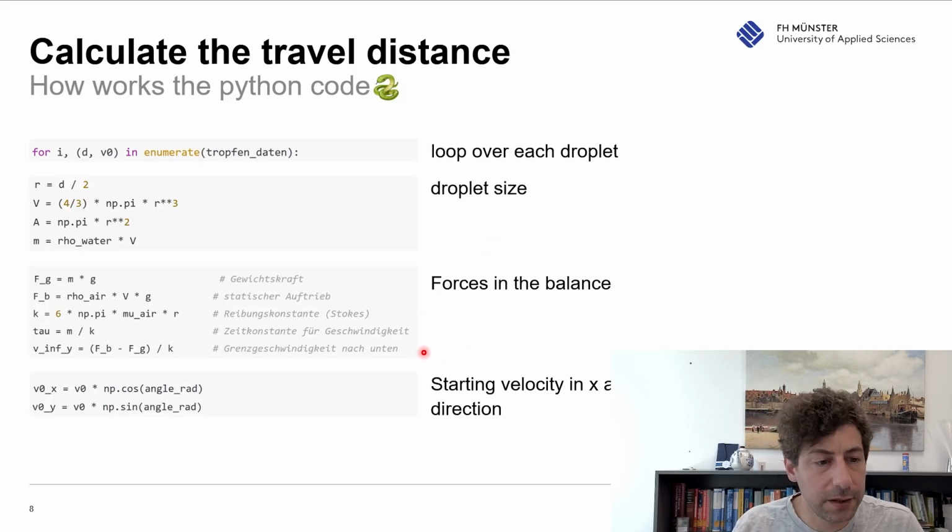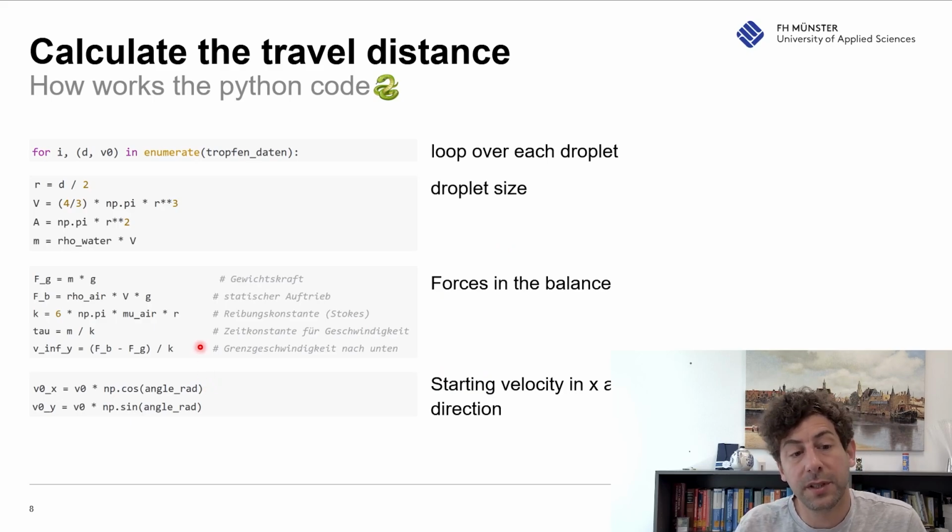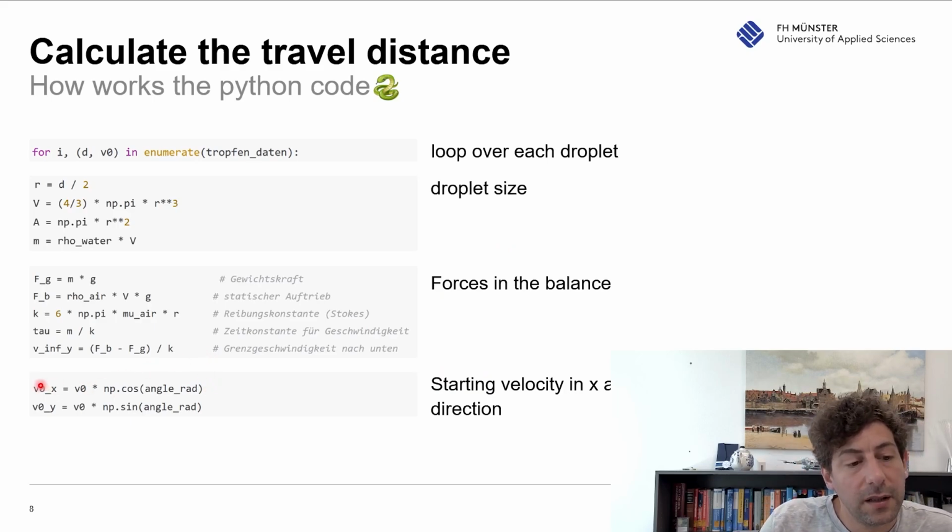And the same counts for everything, right? Also the velocity has an angle here, so the velocity has a y direction and an x direction. So we have to consider this, and this is the starting velocity in x direction, starting velocity in y direction, and this is the starting velocity multiplied by the cosinus of the angle.